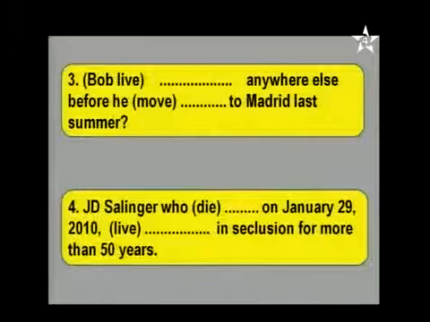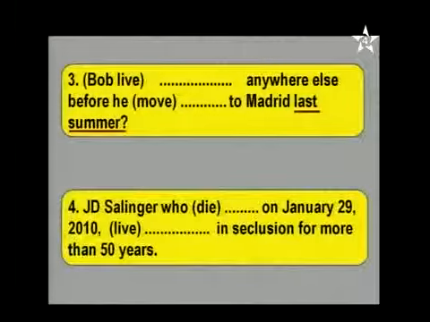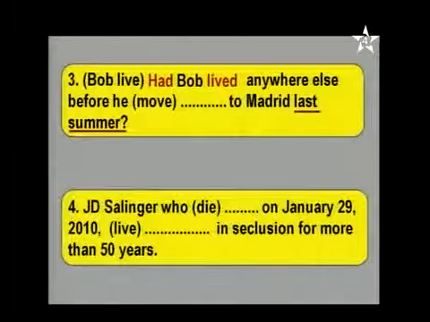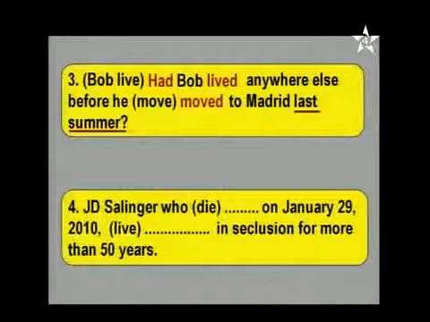Now look at number 3. Which is first? Sorry, that's the time indicator. So, and what is first? Of course, is Bob lived anywhere else. And because it's a question, we say, had Bob lived anywhere else before he moved to Madrid last summer?